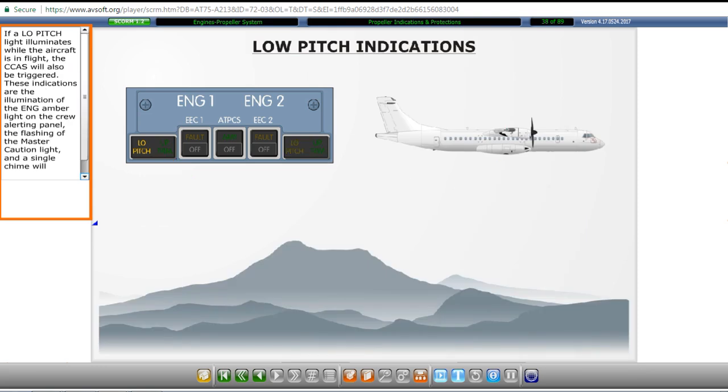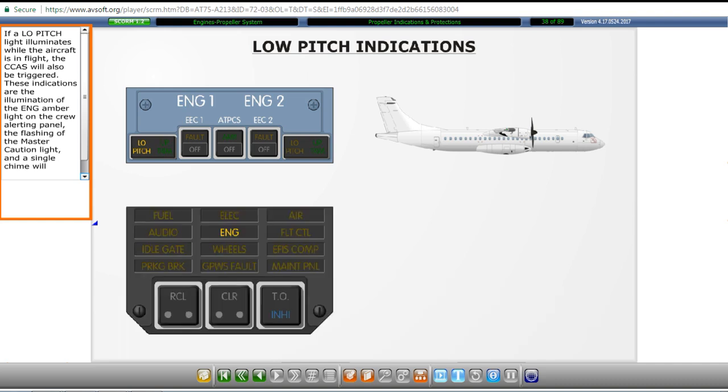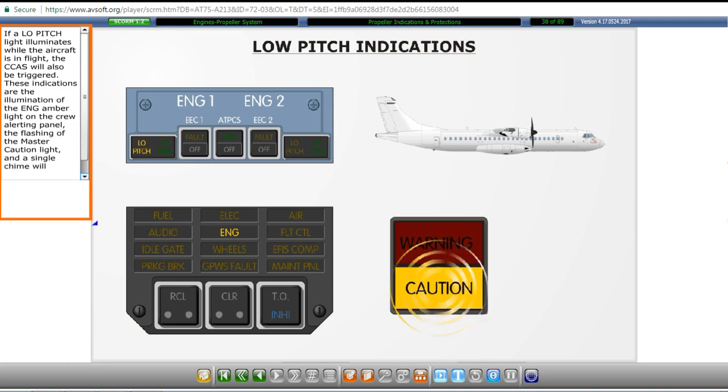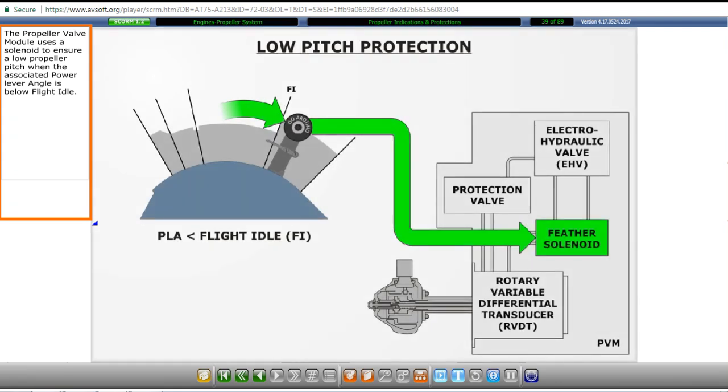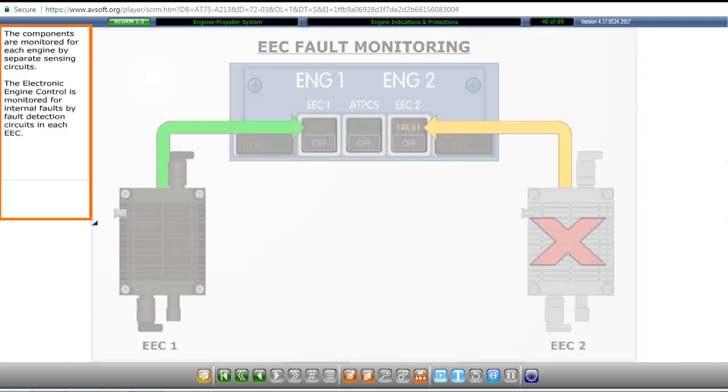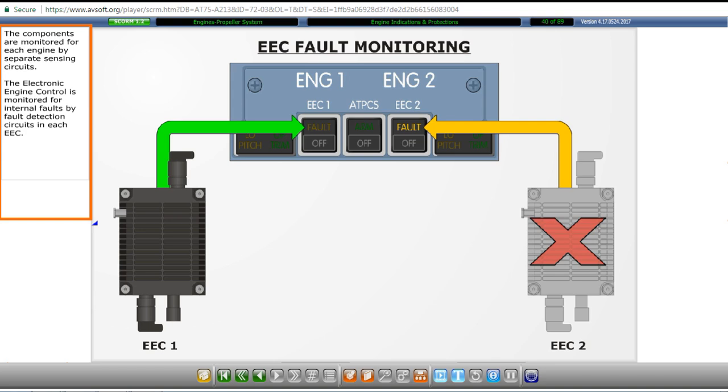If a low pitch light illuminates while the aircraft is in flight, the CCAS will also be triggered. These indications are the illumination of the engine amber light on the crew alerting panel, the flashing of the master caution light, and a single chime will sound. The propeller valve module uses a solenoid to ensure a low propeller pitch when the associated power lever angle is below flight idle. The components are monitored for each engine by separate sensing circuits.